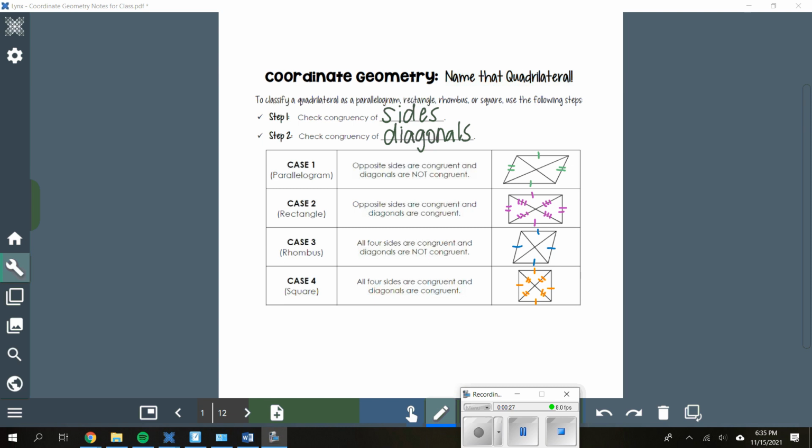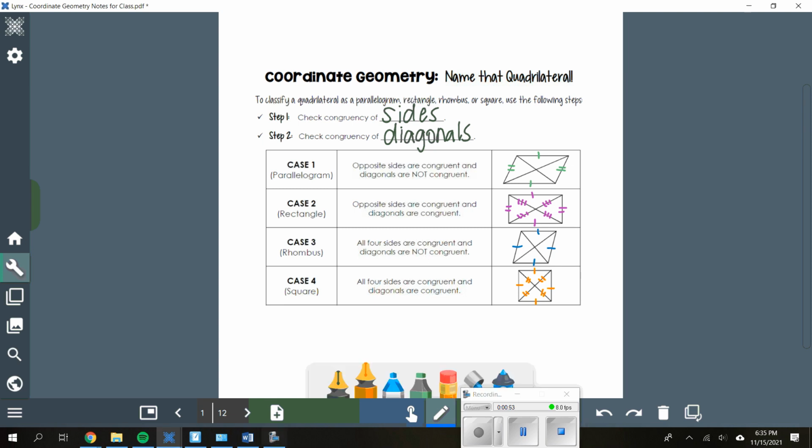Case 1 is for a parallelogram. Remember, in a parallelogram, opposite sides are congruent, diagonals are not congruent. Case 2 is our rectangle. Opposite sides are congruent, and our diagonals are also congruent. Case 3 is our rhombus. All 4 sides are congruent, and our diagonals are not congruent. And then case 4 is a square. All 4 sides are congruent, and the diagonals are congruent.